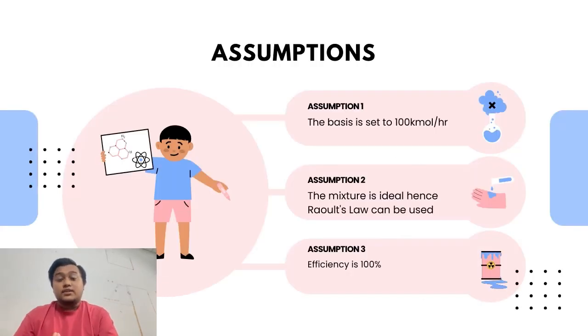The next assumption is that the basis is set to be 100 kmol per hour. The second assumption is that the mixture is taken to be an ideal solution, so Raoult's law can be used to calculate the parameters. Lastly, the efficiency of our flash vaporization is 100%. The next slides are going to tell you about the calculation of our pressure, and also X, Y, L, V, and F.